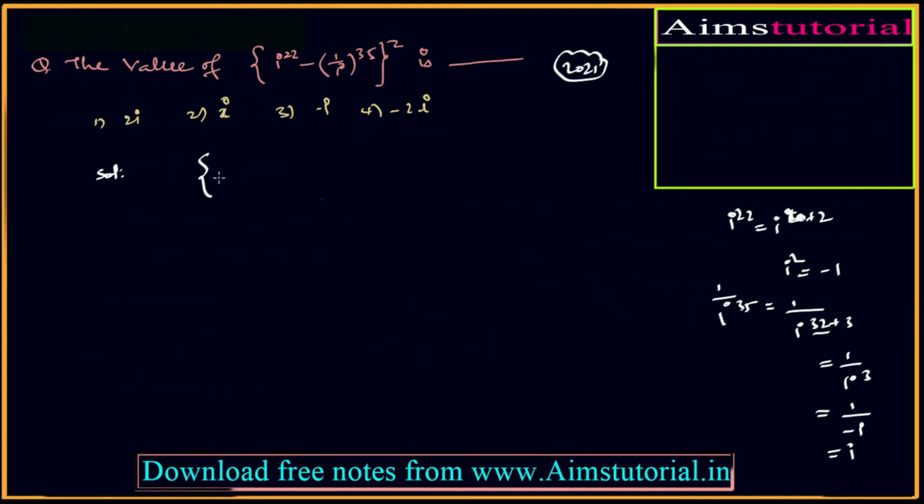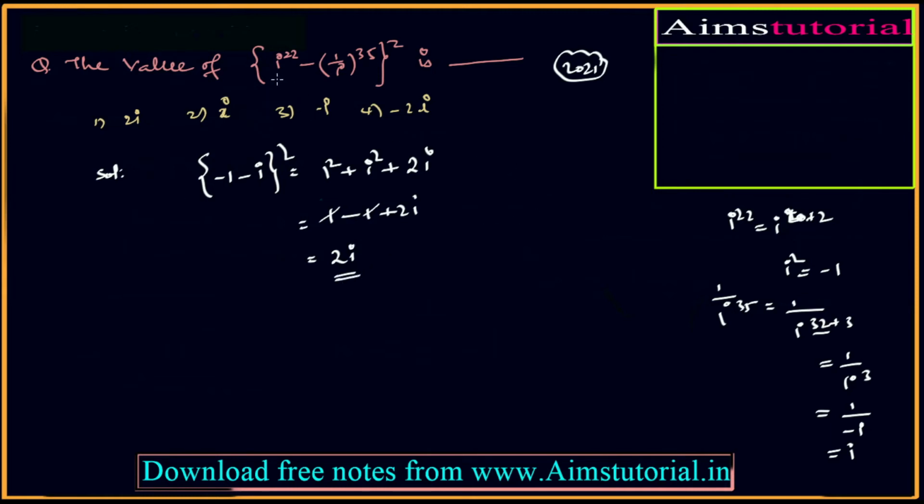So i power 22 is minus 1, minus 1 by i power 35 is i, whole square. Now we have to expand using (a plus b) whole square. Since both are minus, a square plus b square, minus into minus plus 2ab. So i square value is minus 1, plus 2i. So minus 1 and plus 1 get cancelled. Therefore the value of the given expression is 2i.